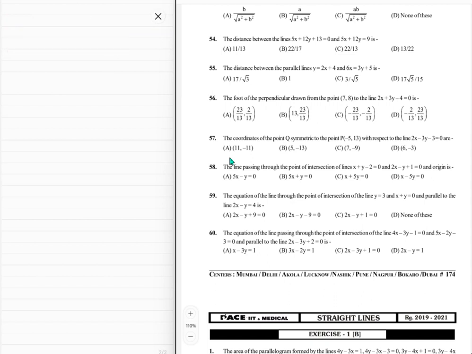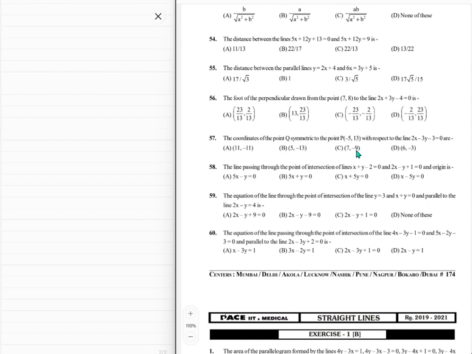Question number 57. The coordinates of the point Q symmetric to the given point with respect to the line 2x minus 3y minus 3 equal to 0. What does symmetric even mean? Oh, okay, so I think they mean the reflection of this point.